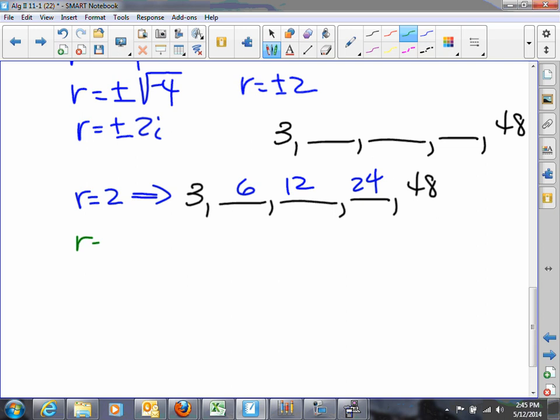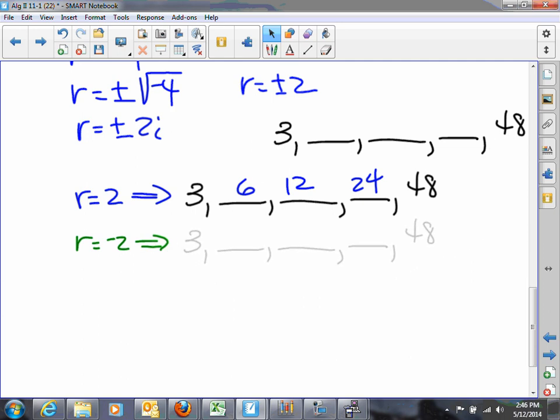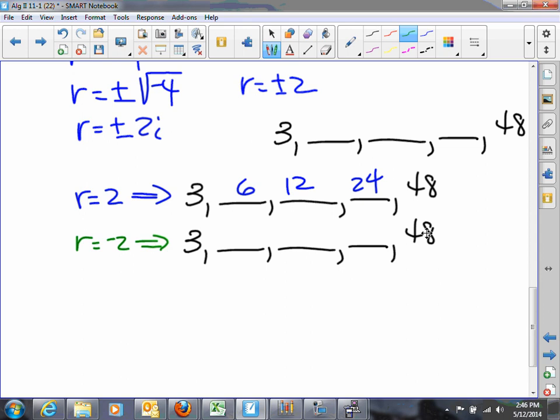But if r is -2, that would mean that our first number again would be 3. And then 3 times -2 would be -6. -6 times -2 would be +12. Positive 12 times -2 would be -24, and then -2 times -24 would be +48. So that one works as well. So the 3 geometric means could be -6, 12, and -24.